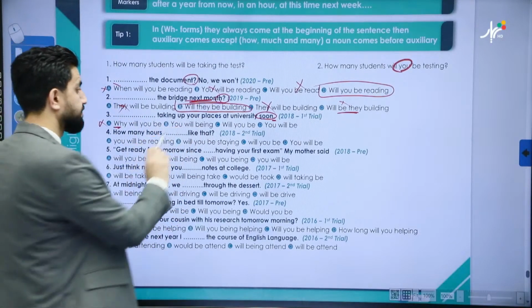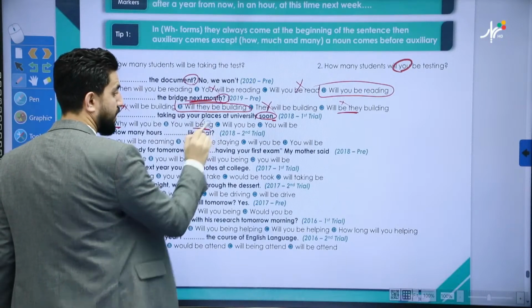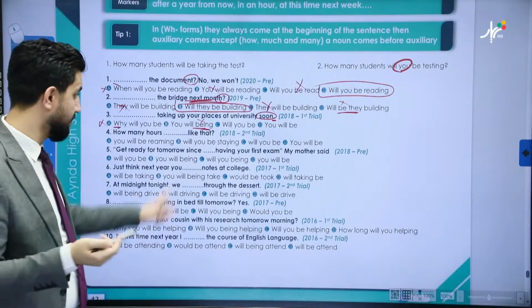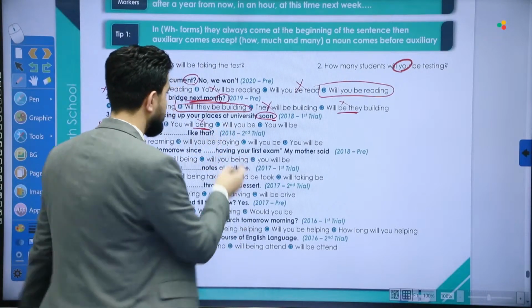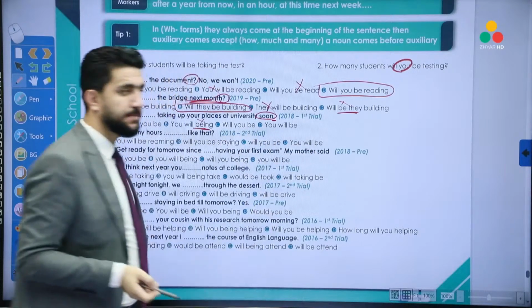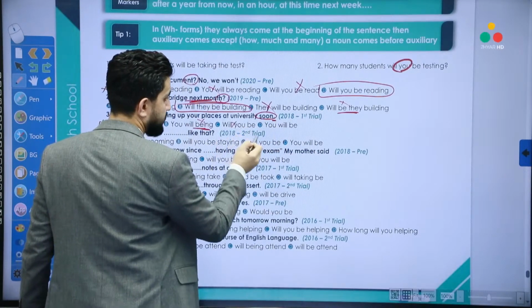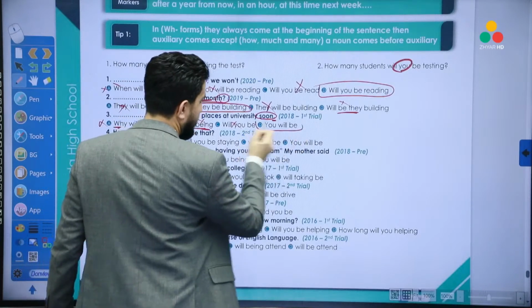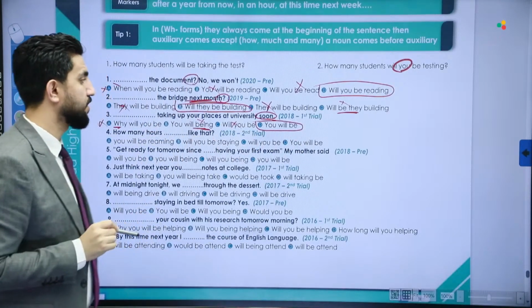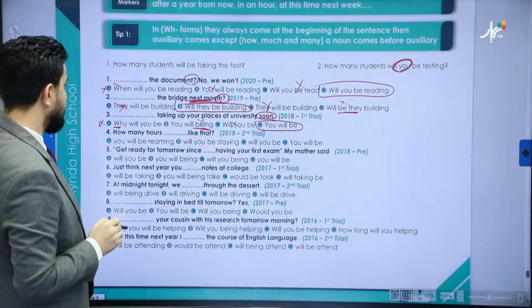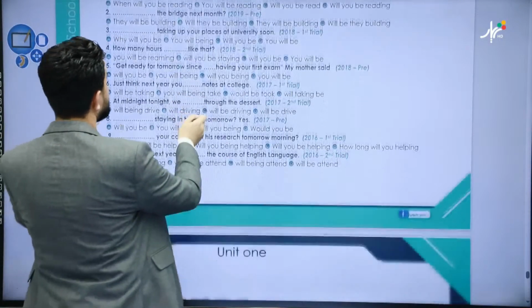You will being. Did I say being? No, I said be verb ing, not being. We don't have being. Will be. Will you be or you will be? It's not a question. Will you be is wrong. You will be taking up your places at university soon. Very good. Well done. Now let's go to question 4.